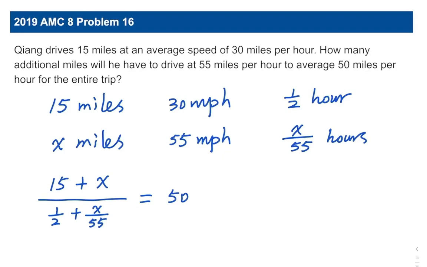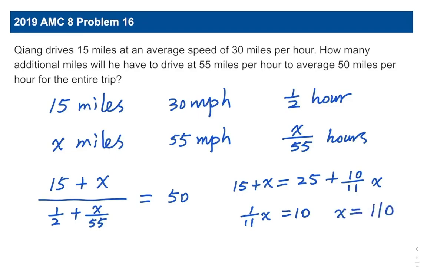So we got an equation. Now we can multiply both sides by the denominator of the left-hand side. Then we get 15 plus x equals 25 plus 10/11 x. We can simplify this equation. We get 1/11 x equals 10. So x equals 110. The answer is 110 miles.